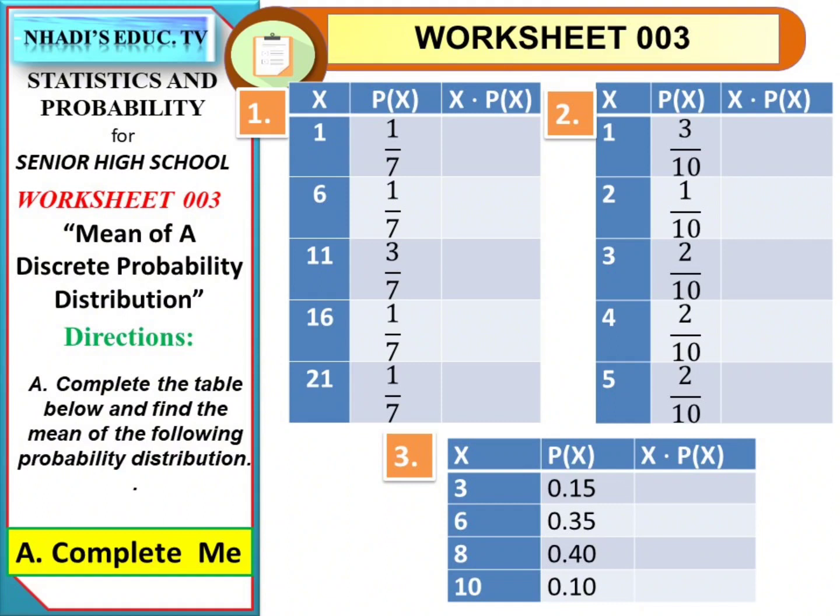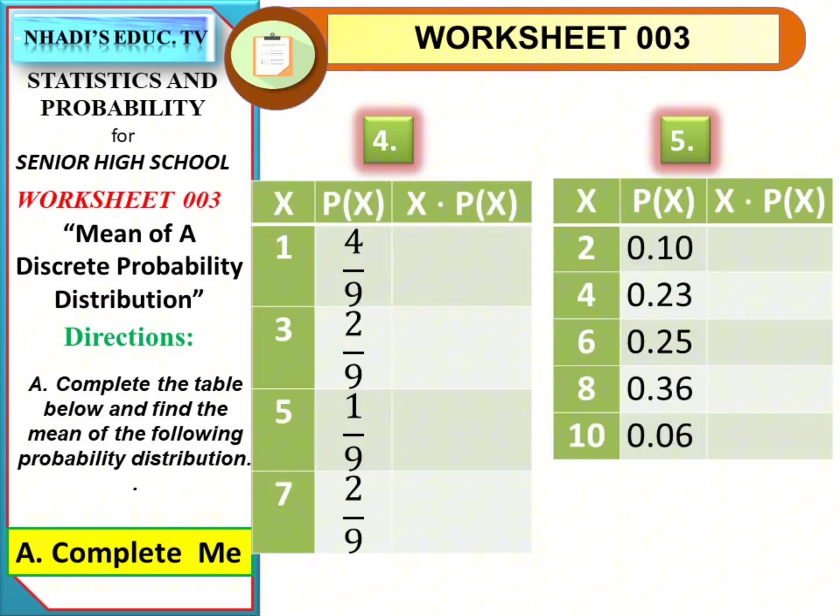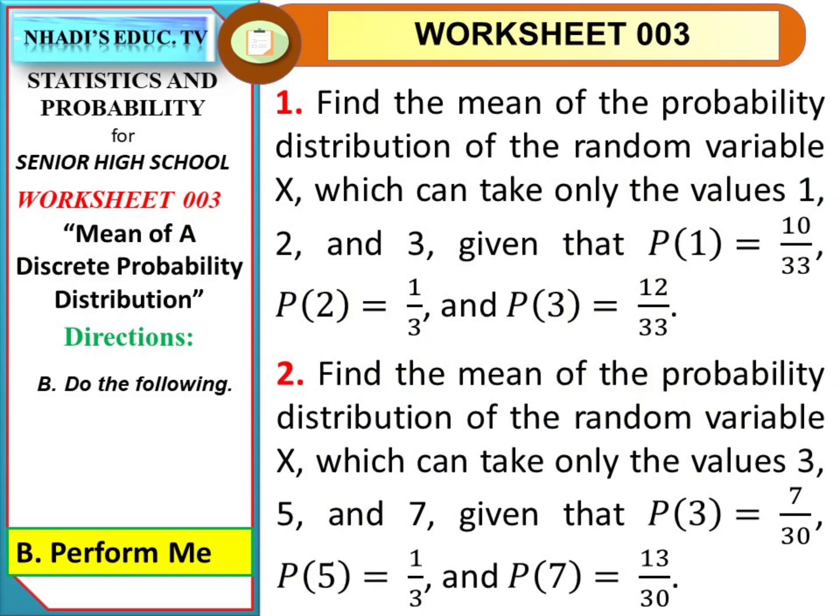And number 3, we have the random variable 3, 6, 8, 10 with the probability of 0.15, 0.35, 0.40, and 0.10. Number 4, we have the random variable 1, 3, 5, 7 with the corresponding probability of 4 ninths, 2 ninths, 1 ninth, and 2 ninths respectively, while on 5 we have the random variable 2, 4, 6, 8, 10 with the probability of 0.10, 0.23, 0.25, 0.36, and 0.06 respectively.